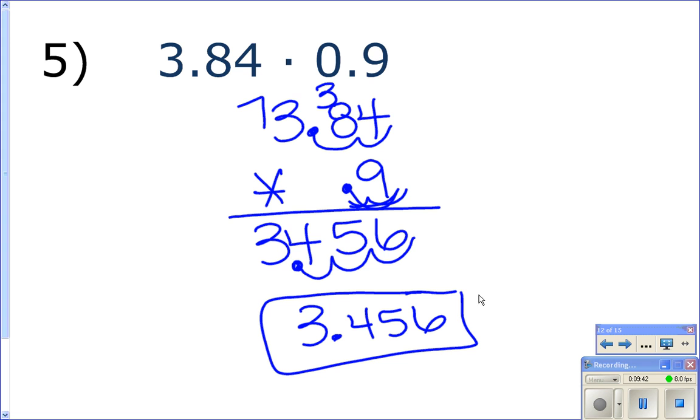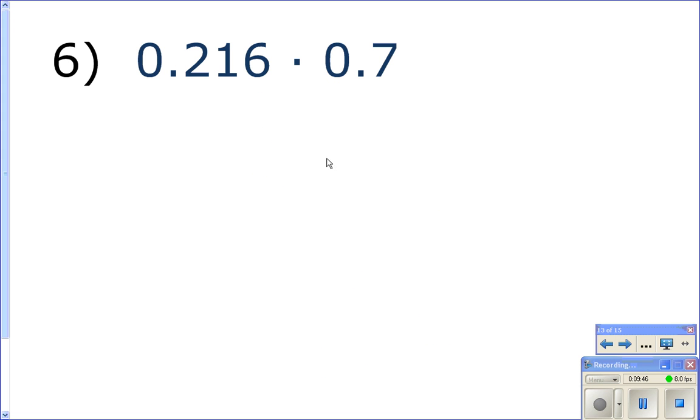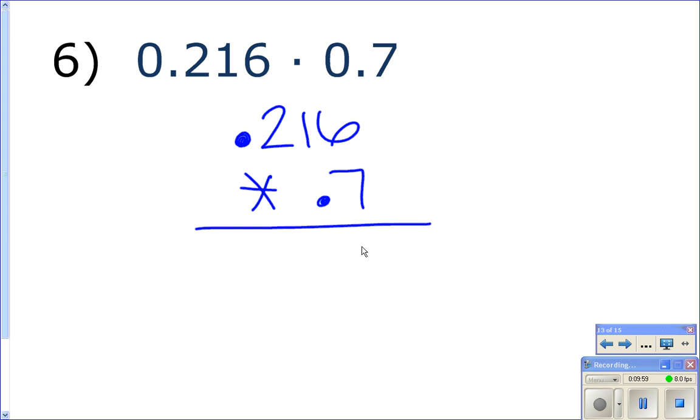Okay. Do this next one on your own and check your answers. Number 6. You can pause the video. Okay. Do not line up the decimals when multiplying decimals. So you have 216 thousandths times 7/10. 6 times 7 is 42. 7 times 1 is 7. Plus 4 is 11. 7 times 2 is 14.